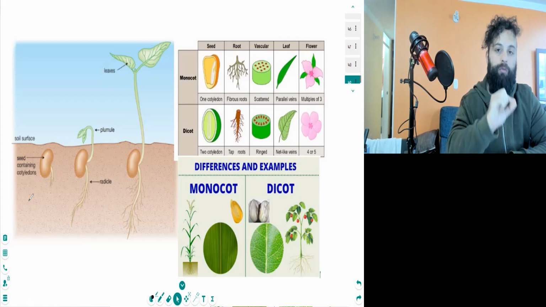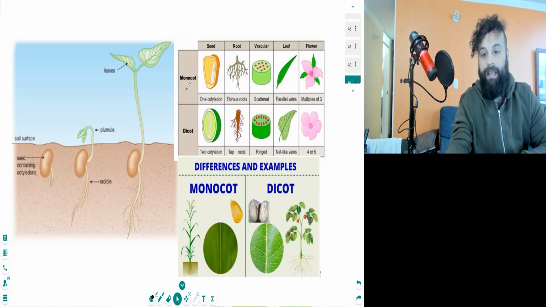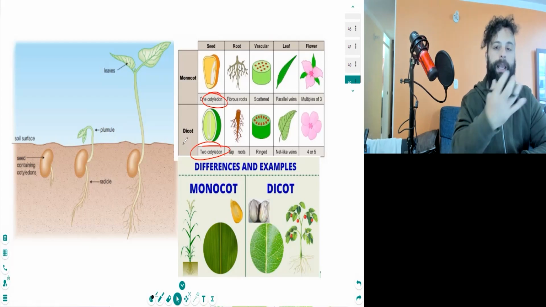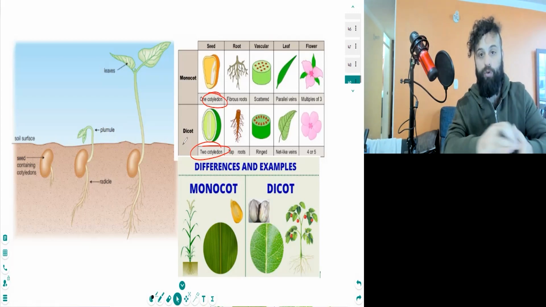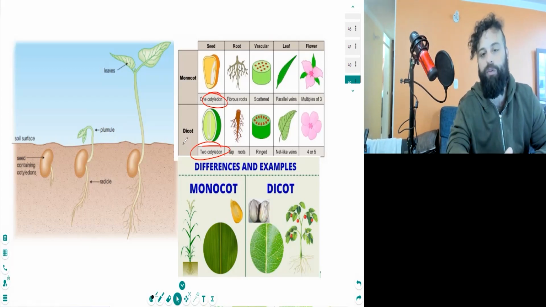And some seeds remain dormant until the conditions are correct. And we'll talk about the conditions later on. So within these cotyledons are food sources, usually in the form of starch, which is what glucose is stored as, as well as protein. This is why when you eat seeds, they are considered a protein source.